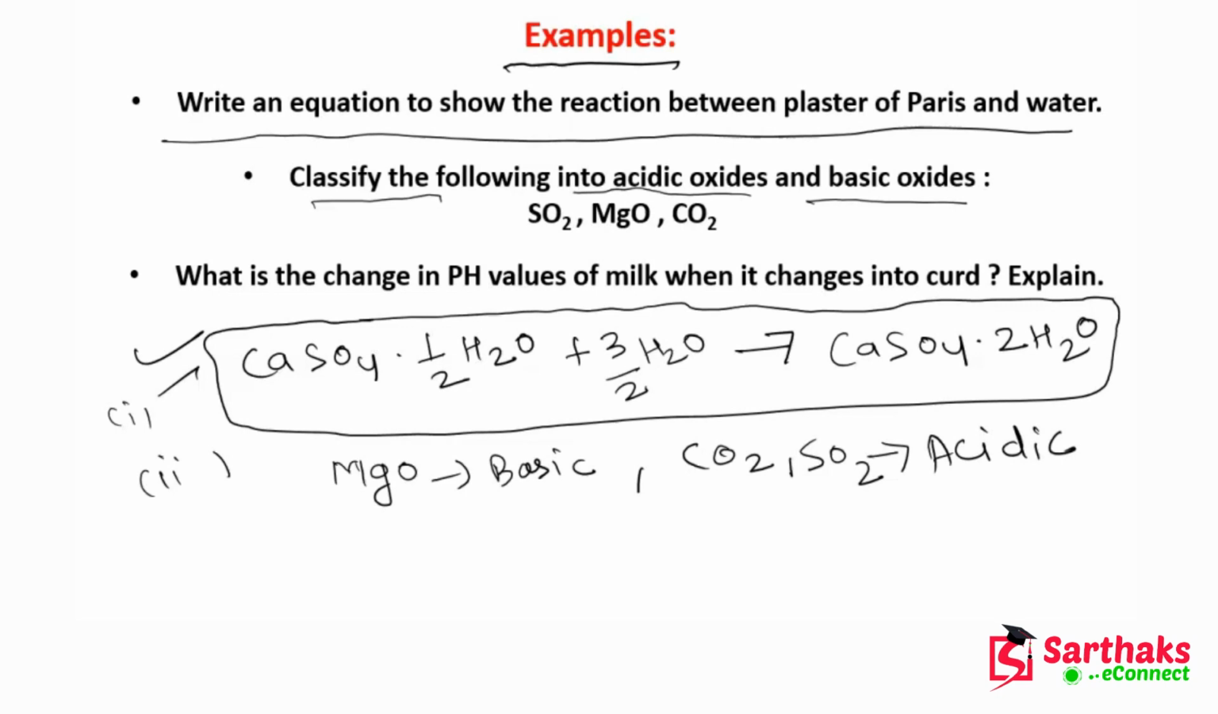Okay, now let's talk about the third question. What is the change in pH value of milk when it changes into curd? So guys, we all know that when milk changes to curd, there is a formation of lactic acid. Because it becomes acidic, the pH value will decrease. So here the pH value will decrease. I hope guys these questions are clear to you.